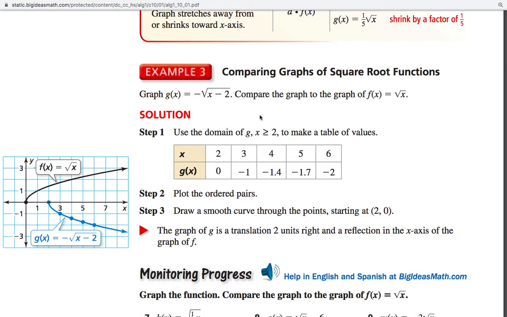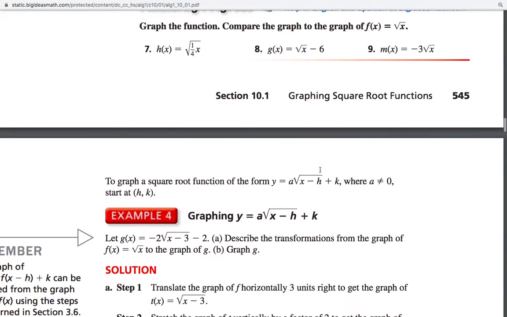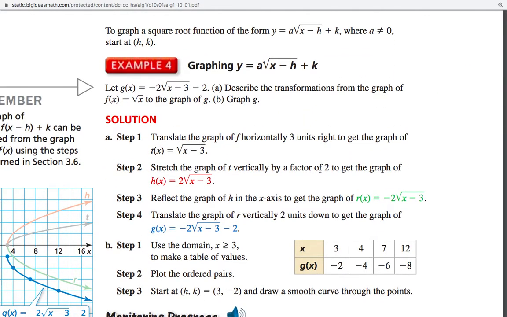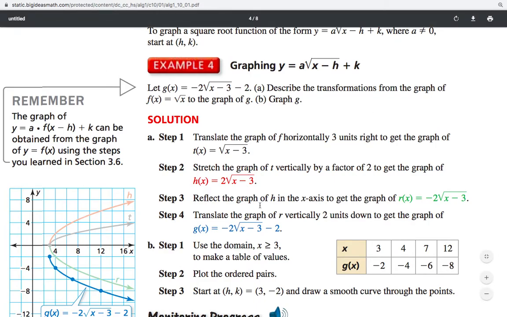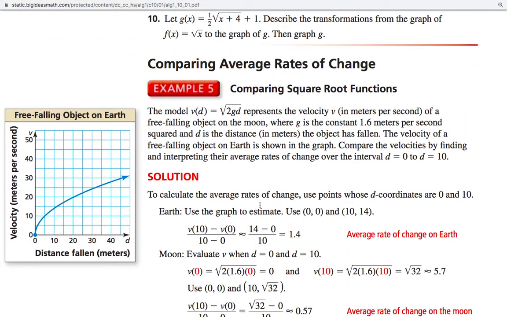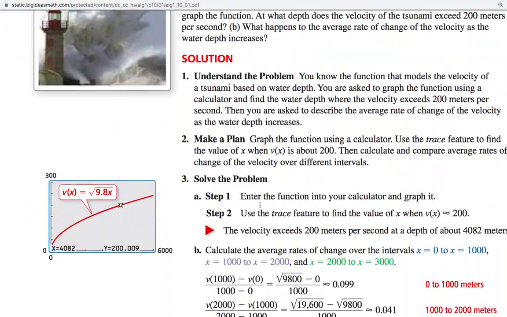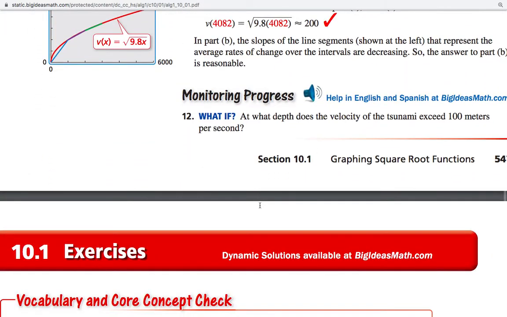So really that's what we need to know for 10.1. It's going to go on and talk about how to graph all of this stuff. This is just using those transformations still, right? This is 3 to the right and 2 down, a stretch by 2, a vertical reflection over the x-axis. There's a lot of stuff. We would have gone into this if we were in school. You're not going to see anything about that. You're not going to see anything about example 5 or example 6. Okay, a lot of extra stuff there.